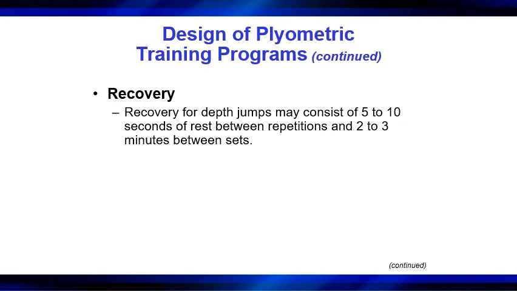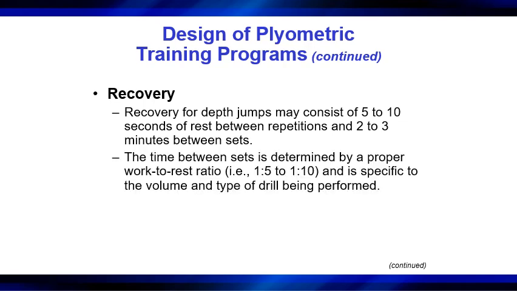So here's just an example for depth jumps. You want to go about 5 to 10 seconds rest between reps, 2 to 3 minutes between sets. And usually your reps per set for depth jumps are going to be pretty low. Again, your overall volume for them is going to be low because they're a very intense type of exercise. And in general, you look for a much longer work to rest ratio with a lot of these exercises, about a 1 to 5 to 1 to 10 work to rest ratio.